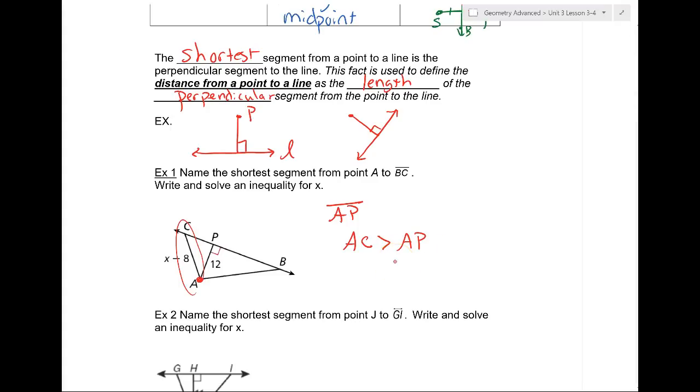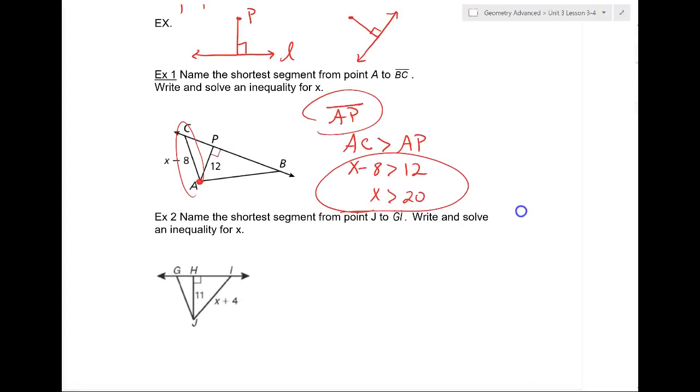I want some algebra, people. I'm going to write this instead. X minus 8 is going to be greater than 12. So what does that mean? X has to be greater than? Yeah, it's just going to be greater than 20. So that's what I want for that question. Name the segment that's going to be the shortest, give me the inequality, and solve for it. Easy, right? So what's on the next one?